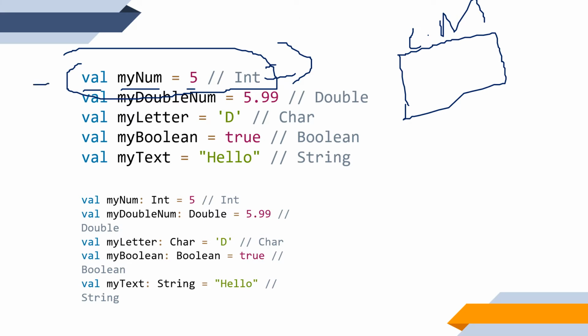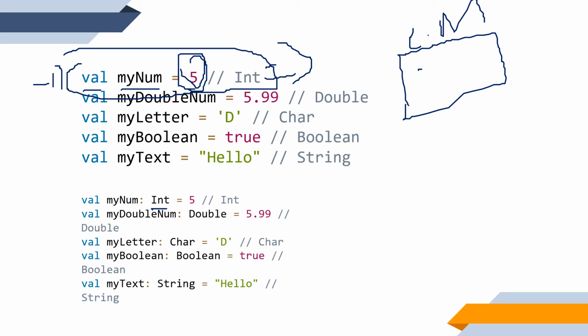What are we storing here? First, we are storing val myName = 5. It is an integer data type. Kotlin is smart enough to understand which data type it is. Even if you are not specifying the data type, the compiler will understand that it is an integer data type.